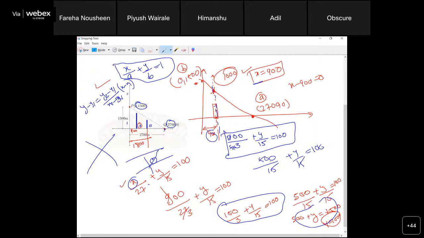To find the other tower, we have to use x equals 1800, right? That's it. The equation will be the same. It's an equation of a line. Instead of x equals 900, put 1800 here. 800 divided by 27. That's it.